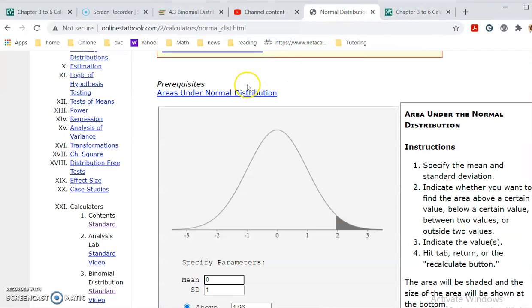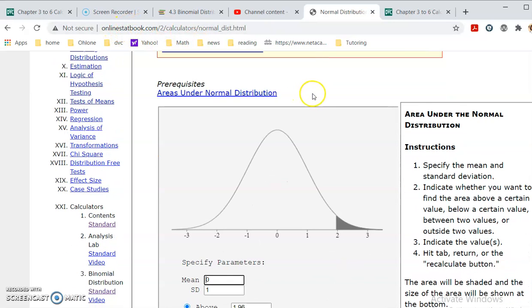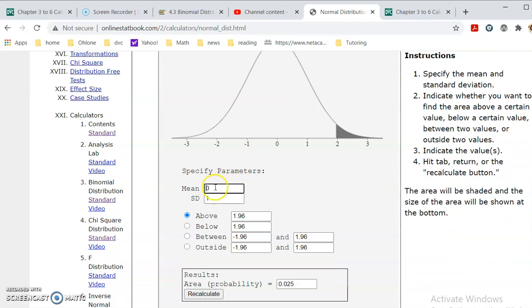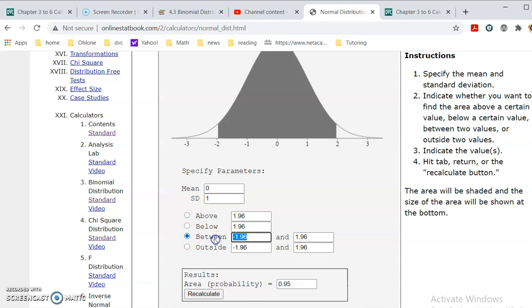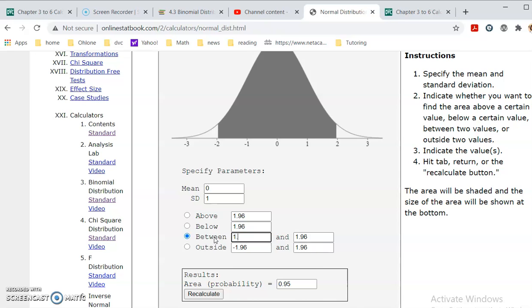I have it open here. To do that, you can just Google OnlineStatbook Normal calculator, or there's a link on Canvas. Then you say standard normal, 0 for mean and 1 for standard deviation. If I want to find some probability in between, I say between. And what are the two numbers? 1.2 to 2.3. This would highlight that area for you.